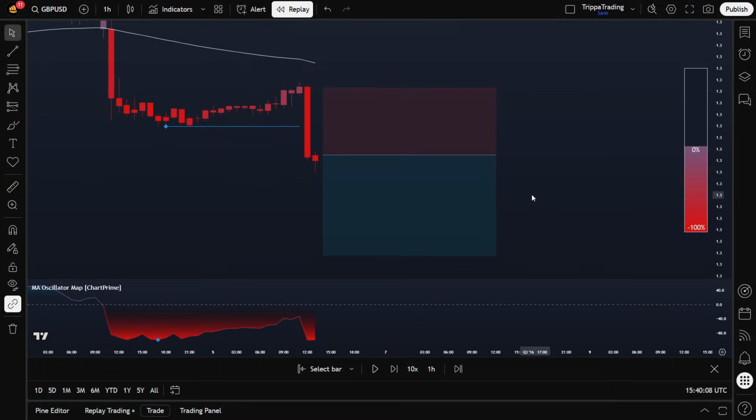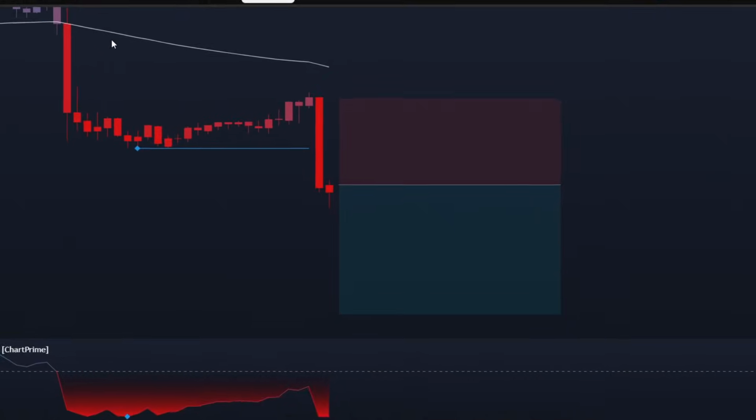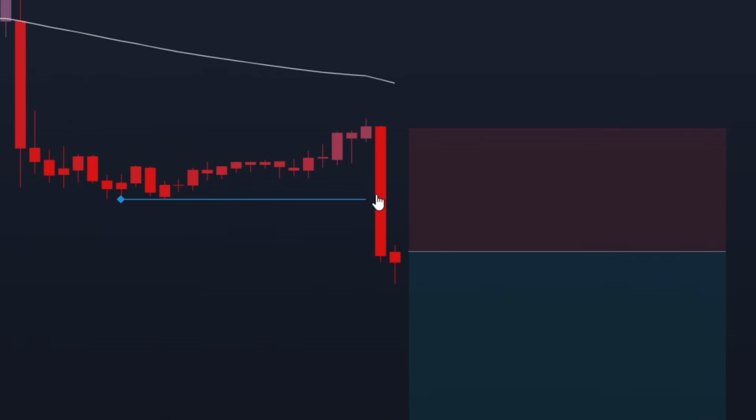Now let's go through a sell trade example. For a sell setup, first of all we want a clean bearish continuation. First, the 100 EMA must be sloping down with price trading below it. Second, we need a support line drawn by the indicator from a previous bearish overextension. Third, price should break and close below that support line in one decisive candle, with no earlier wicks poking through it.